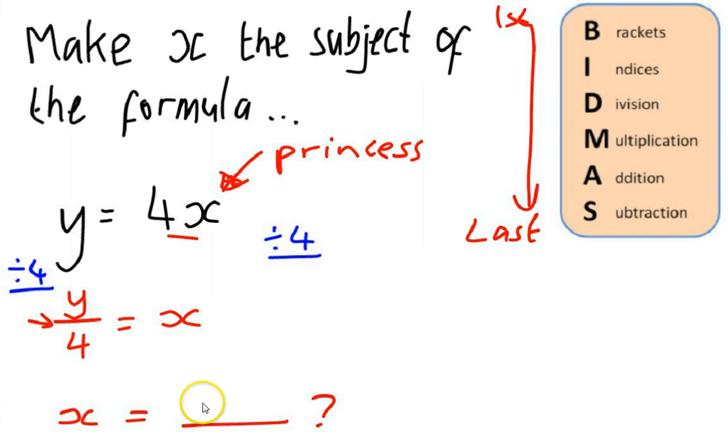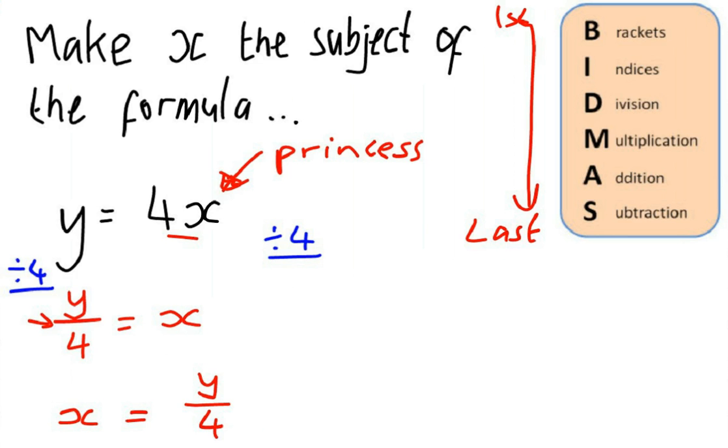We did want it as x equals. Now this is the same. y divided by 4, y over 4 equals x, is exactly the same as if we were to just switch it around. So what I'm going to do, I mean this is correct, but just to tidy things up a little bit, I'm just going to switch this around. So x is equal to y divided by 4.